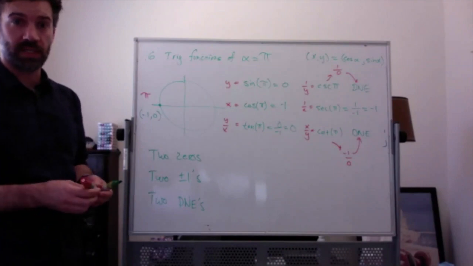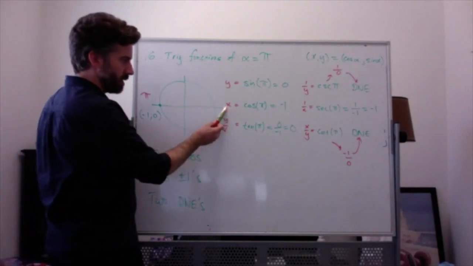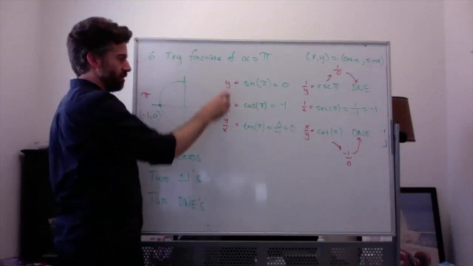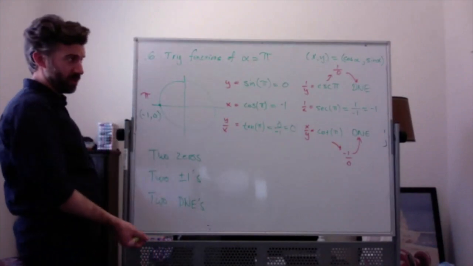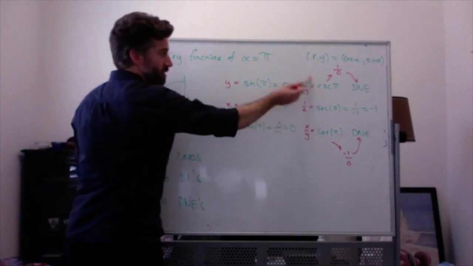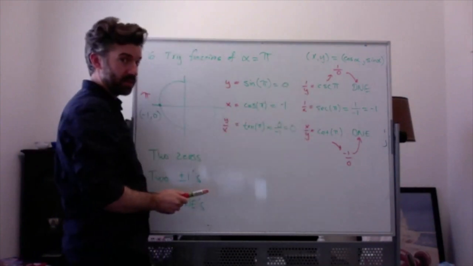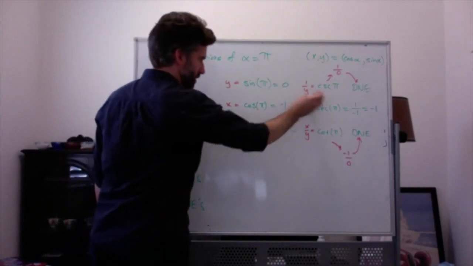2 zeros because either x or y is 0. So if x is 0, that one is 0 and that one is 0. If y is 0, that one is 0 and that one is 0. You're going to get 2 does not exist for the same reason, right? If y is 0, then this 1 over y is going to does not exist, and this x over y is going to does not exist. On the other hand, if x is 0, this one doesn't exist, this one doesn't exist.